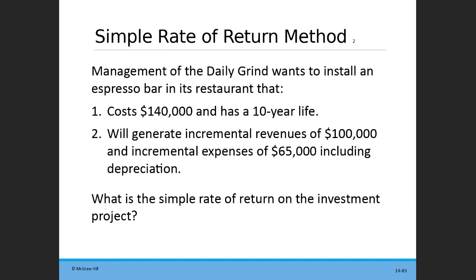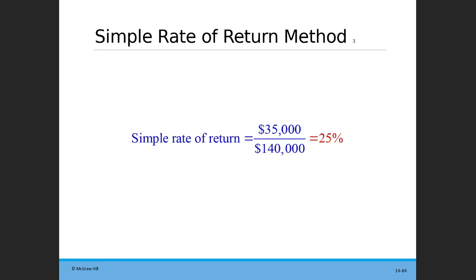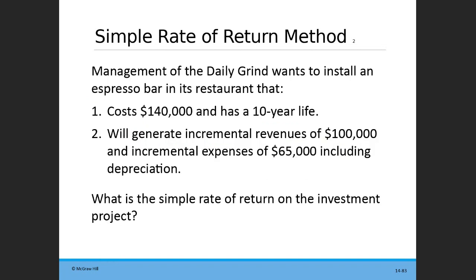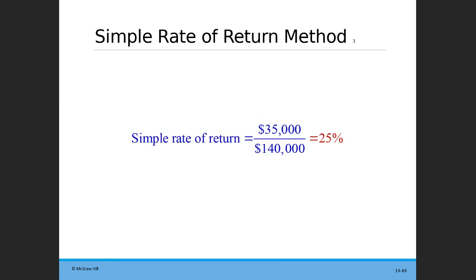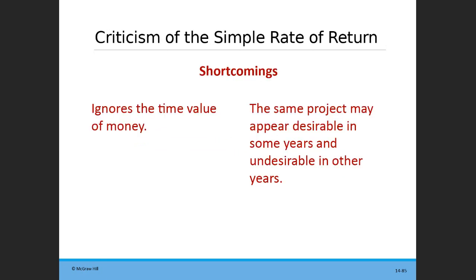So here's a coffee bar that wants to put in a new espresso bar. It's going to cost 140,000 and will last for 10 years. Incremental revenues of 100,000 and incremental expenses of 65,000, including depreciation. So what's the simple rate of return on the investment project? Well, net, right? 100 minus 65 leaves us with 35, and it cost us 140. So our simple rate of return is 25%. That's a pretty nice rate of return.